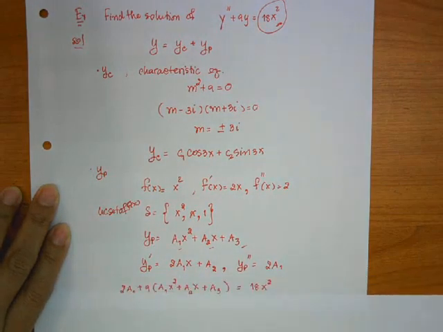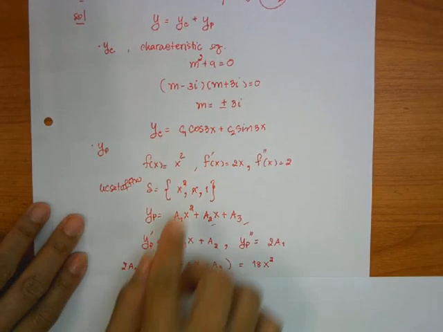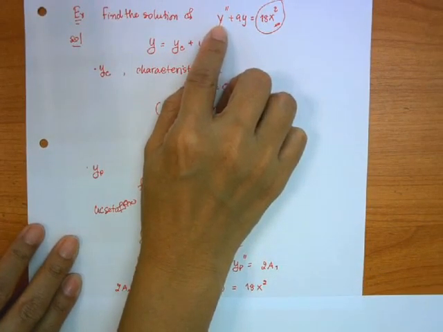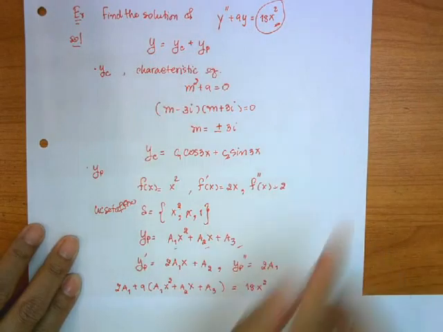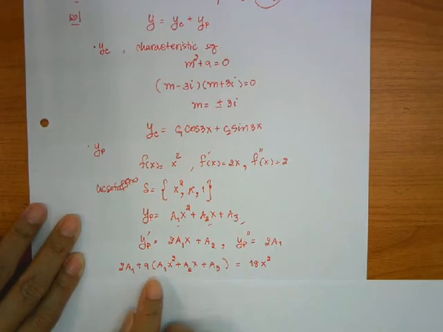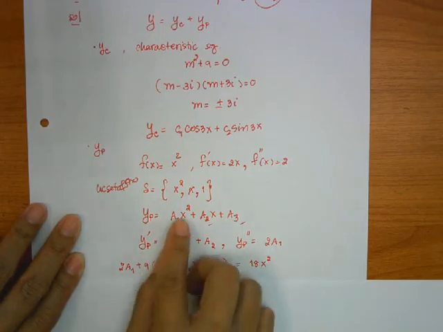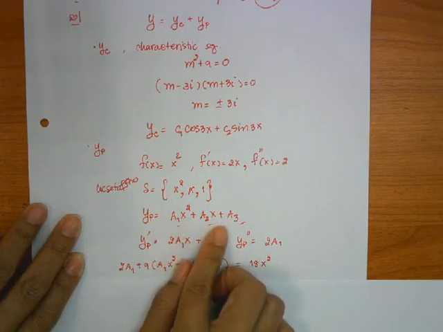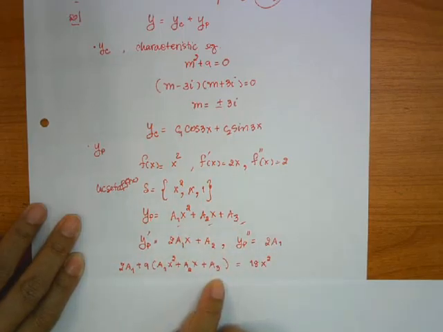Then you just plug yp and the second derivative of yp into your differential equation. You would get the second derivative, 2a1, plus 9 times y, where your y is a1 x squared plus a2 x plus a3, equal to 18x squared.